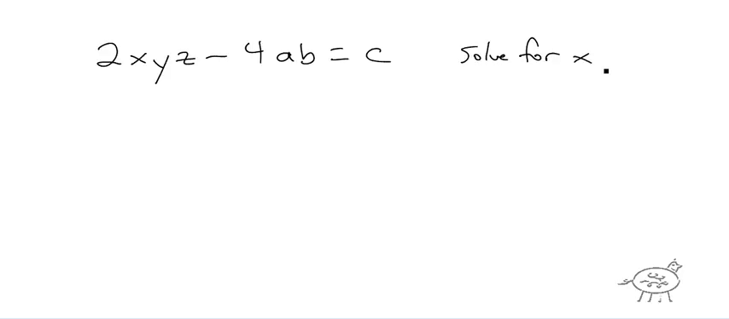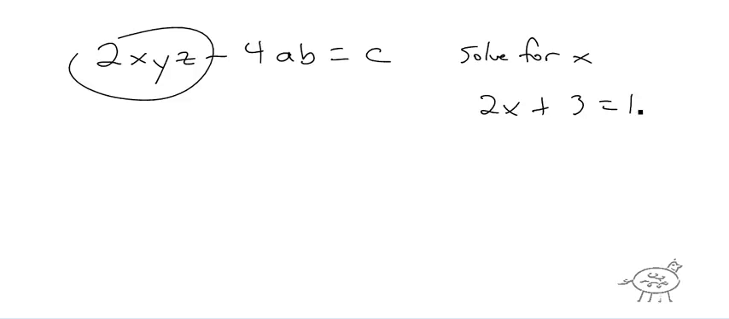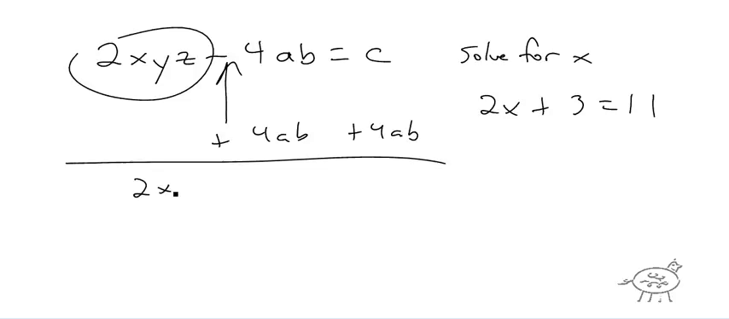Isn't that A, B, C, easy as X, Y, Z? No, 1, 2, 3. Oh, well. Anyway, I solve for x. Well, first of all, this is on the correct side, so I'm good to go. Well, remember, it's like saying, I'm going to simplify it. Like 2x plus 3 equals 11. Okay, what do you do first? Well, don't you deal with that first? You're going to add 4ab to both sides. And we get 2xyz equals c plus 4ab.